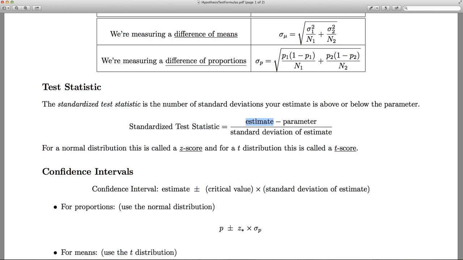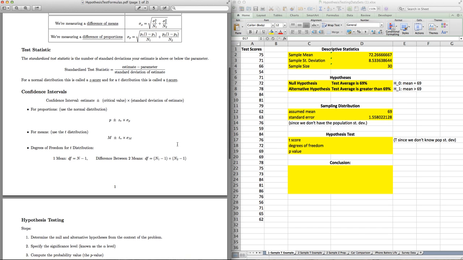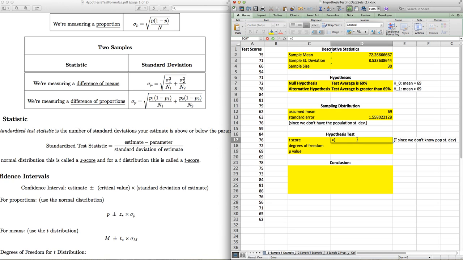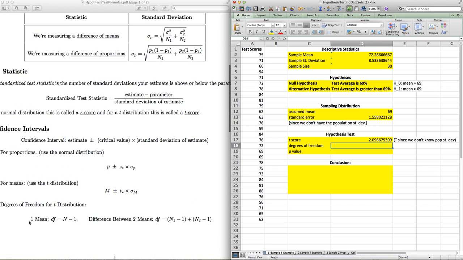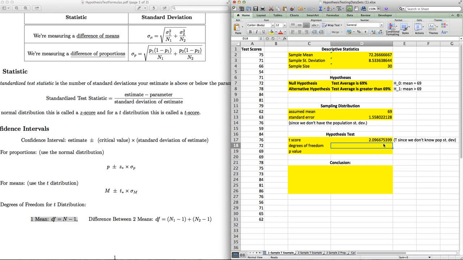The t-score is a test statistic, and if we go back to our formula sheet, it is our estimate, our sample mean, minus the assumed mean, over the standard deviation of our estimate. So if we come back to our Excel file, let's put this over here. I want my sample mean minus my assumed mean over my standard error. That's the number of standard errors I am above the mean. For the degrees of freedom, I'm doing this for one mean, so my degrees of freedom is sample size minus 1.